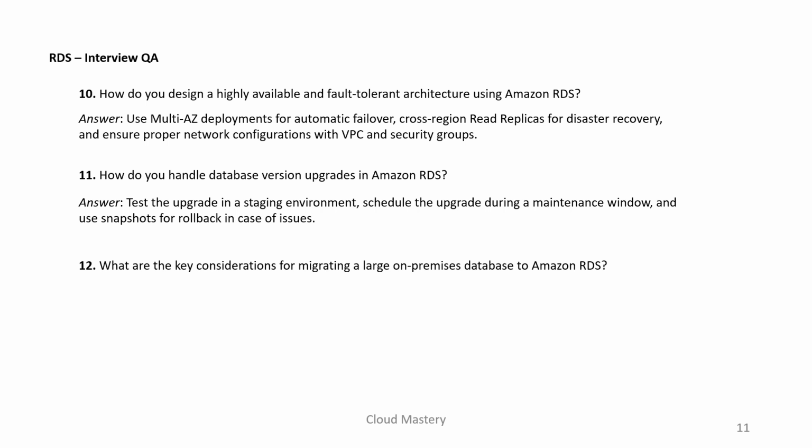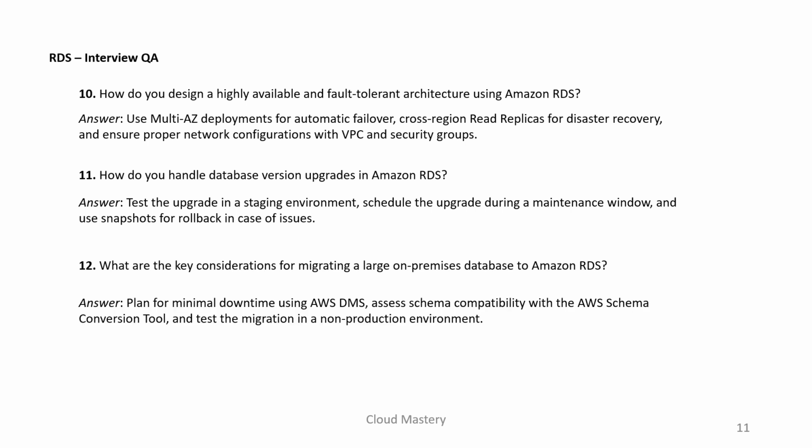Okay, next question, and this is the last question. What are the key considerations of migrating a large on-premises database to Amazon RDS? What are the key consideration pointers you can take when you have an on-premises database and need to move to the RDS service, right? So you can plan for minimal downtime using the DMS service.